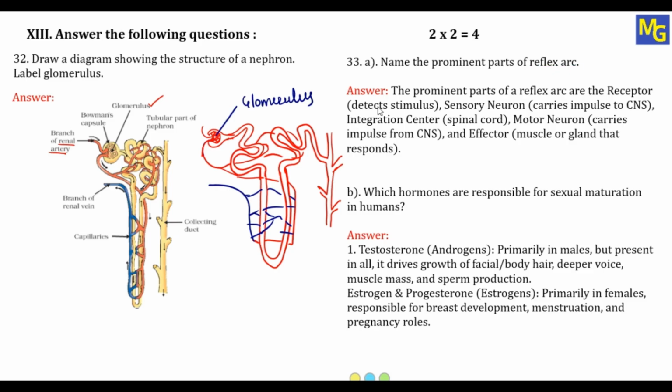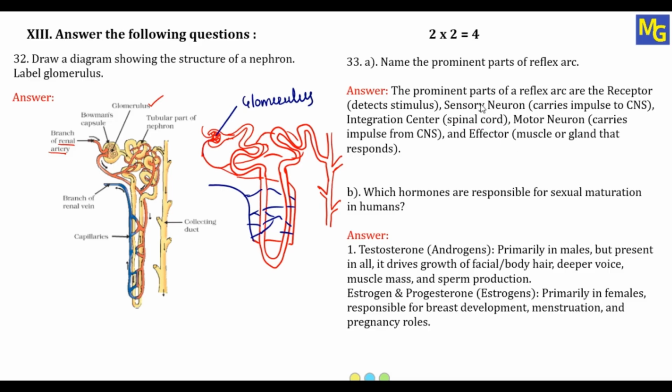So we have a receptor in the muscles which receives or detects the stimulus. Stimulus means what? These are the external signals which will be received by the receptors. It may be heat or cold or a touch, smell, etc. So once these receptors detect the stimulus, that stimulus will be carried by the sensory neuron to the CNS, central nervous system, where the spinal cord will process that signal or the stimulus which is received by the receptor.